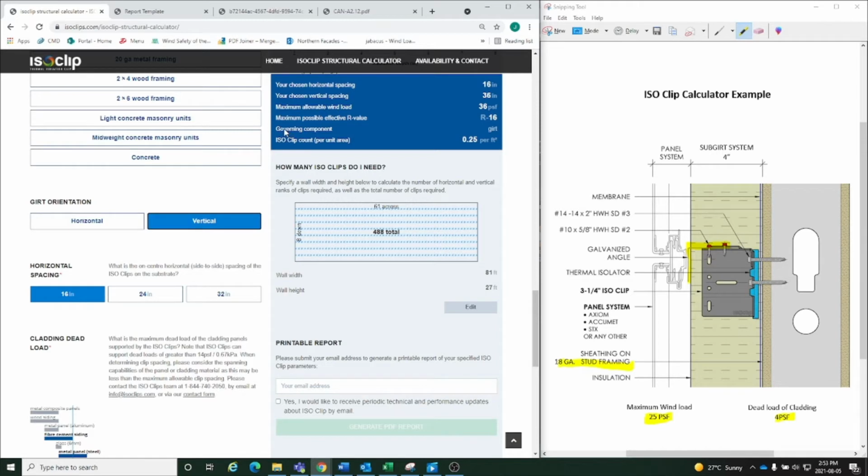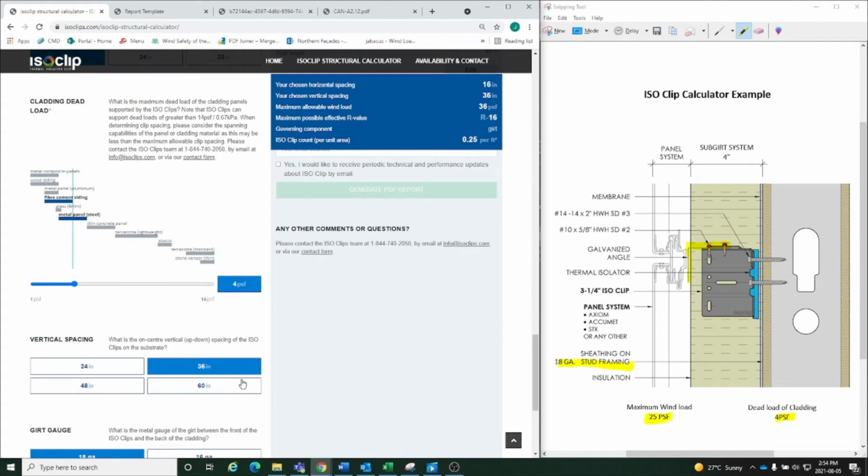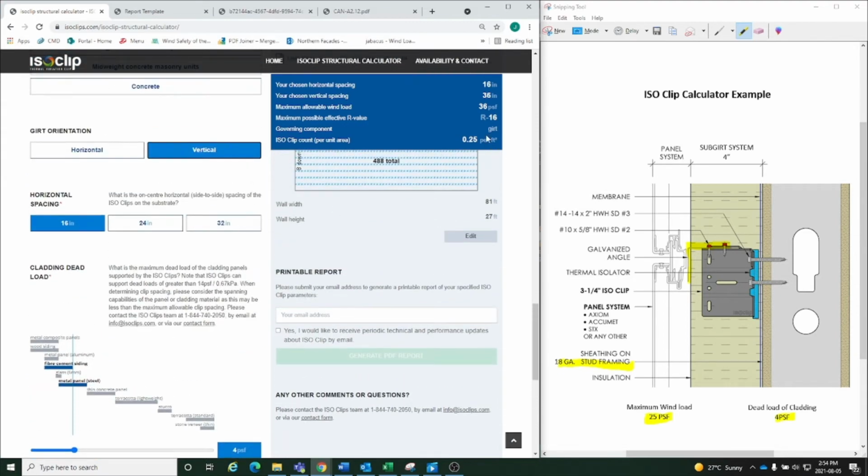Further to that, there's also something called the governing components. The governing component is the component within the assembly which is governing and resulting in that maximum wind load to occur. In the horizontal installation, the governing component is the fastener attaching the bracket to the substrate. But if you were to have a vertical installation, it is now saying that the governing component is the girts, because the girts' span capabilities cannot accommodate the 36-inch vertical span and is now considered the governing component within this wall assembly.